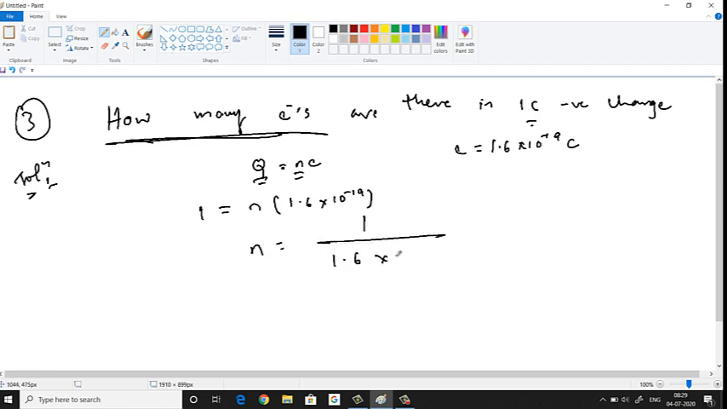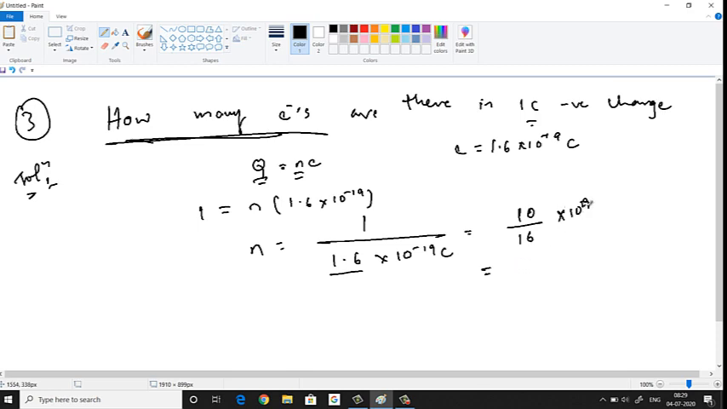1 divided by 1.6 into 10 power minus 19 coulombs. How do you simplify this? If you take 1 by 1.6 into 10 power minus 19, I can write it as 10 by 16 into 10 power 19. I removed the decimal by writing 16 by 10, and this time I took the 10 power minus 19 to the numerator. It went to the numerator and became 10 power plus 19.